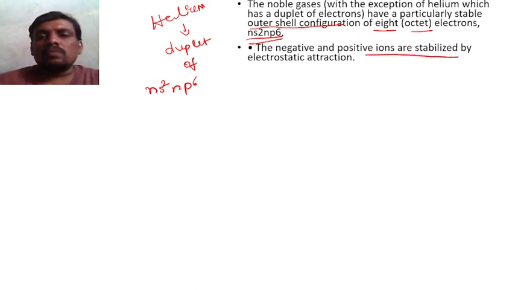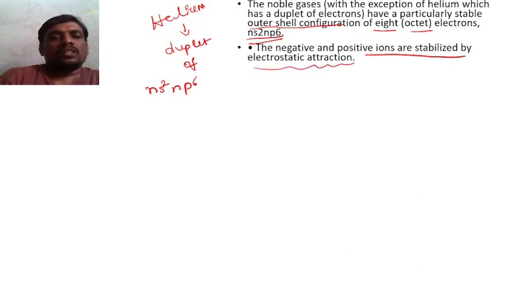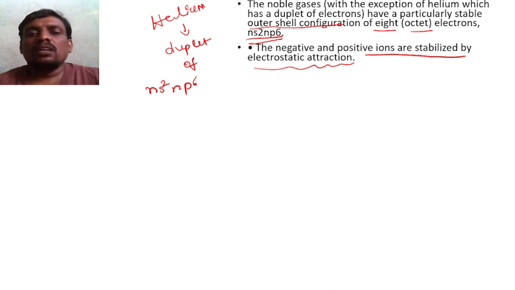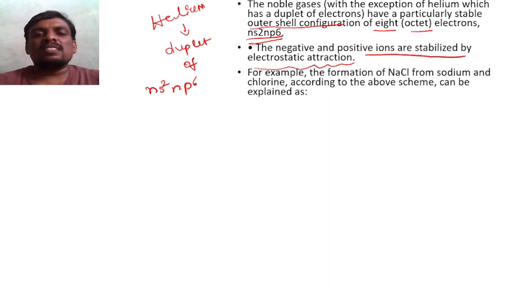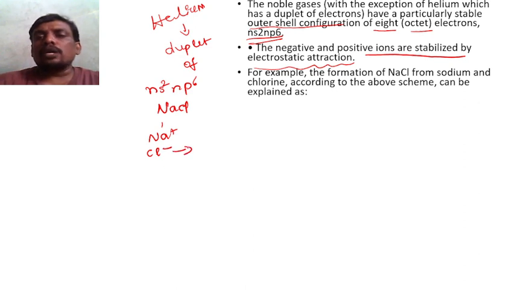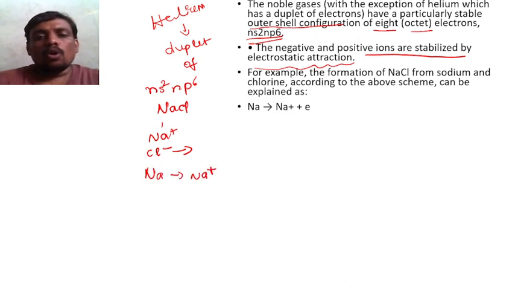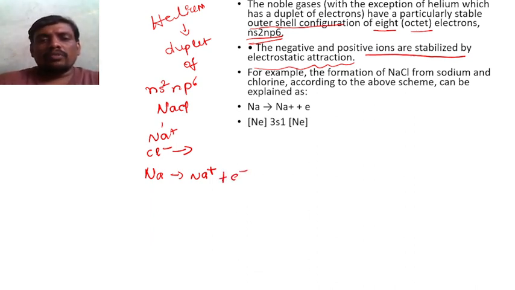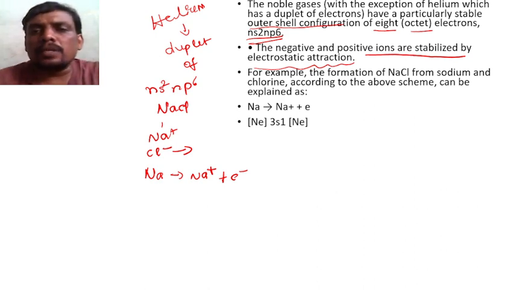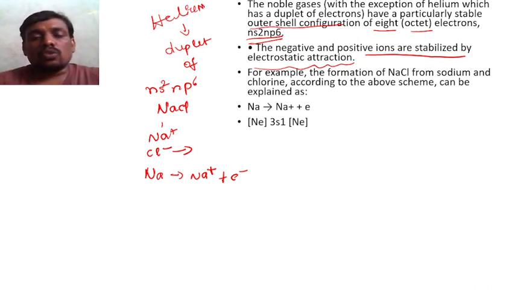Negative and positive ions are stabilized by electrostatic attraction. There must be an electrostatic attraction between negative and positive ions, which helps to stabilize them. For example, the formation of sodium chloride from sodium and chlorine according to the above scheme can be explained as follows. Here Na, if you take sodium, becomes Na plus, the positive ion, and an electron. What about chlorine? If you take the zero group elements, as I said in the above statement, noble gases help in the formation of electronic configuration.